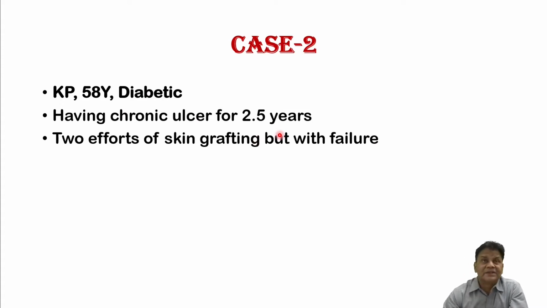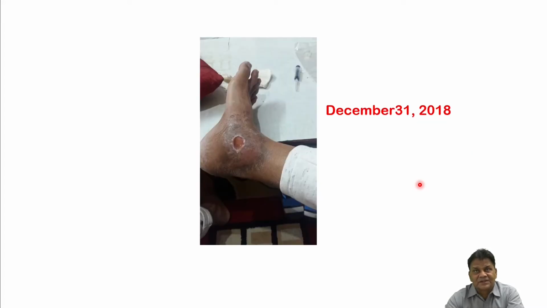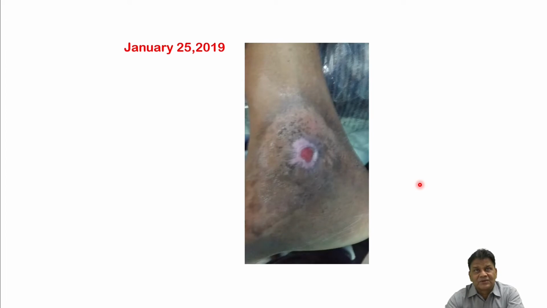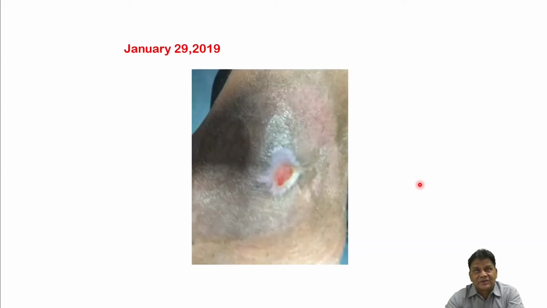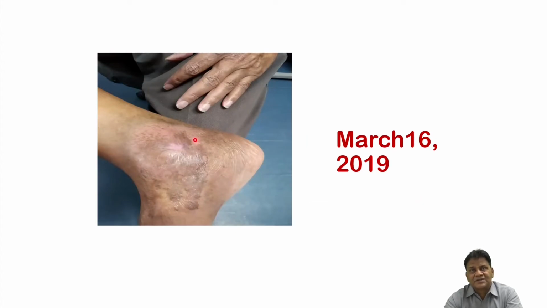He did the skin grafting for 2 times, and he did whatever can be done with the conventional therapy, but with failure. So he was suffering the chronic ulcer for 2.5 years, and he was diabetic. So you can see this is December 12, 2018, and serial pictures you can see like this: January 10, January 20th, January 24, January 25th, January 28, 29, March 8, and March 16 there is complete healing. So, and this has not recurred.